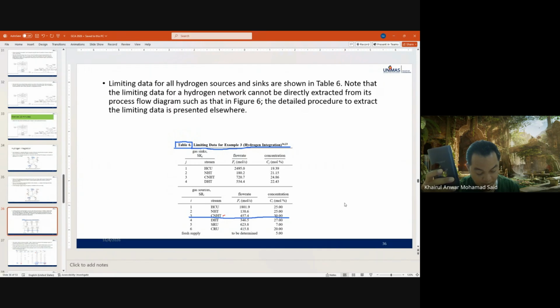The paper said, note that the limiting data in this table for a hydrogen cannot be directly extracted from it processed through the GCA PFD, such as in previously, which is what we do previously. The detailed procedure to extract the utility data is presented in the paper, but it's beyond the scope of this GCA. What I want to know is how to optimize it.